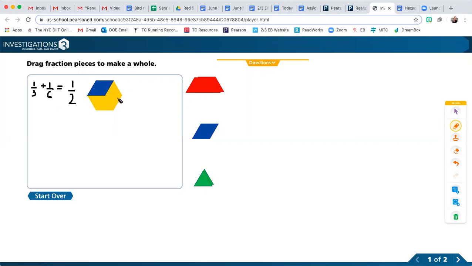Now let's see if we can find another way. Could we also use our 1/6s here? I'm going to take 3 of these little green sections and I say, oh, so 1/6 plus 1/6 plus 1/6 is also equal to a half, right?